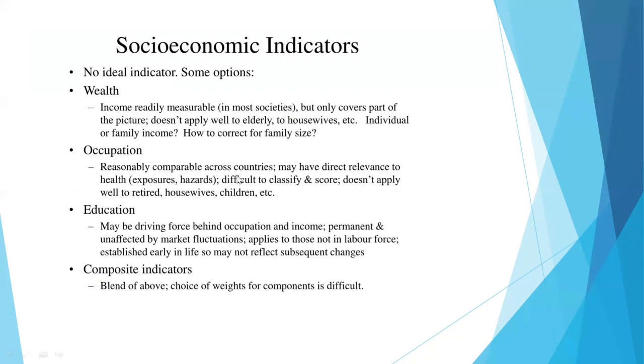Occupation is reasonably comparable across countries and may have direct relevance to health, exposures and hazards. It is difficult to classify in school, and does not apply well to retired people, housewives or children. Education may be the driving force behind occupation and income, is permanent and unaffected by market fluctuations, and applies to those not in the labor force. It is established early in life, so may not reflect subsequent changes. Composite indicators are a blend of all of this, and the choice of weights for components is difficult.